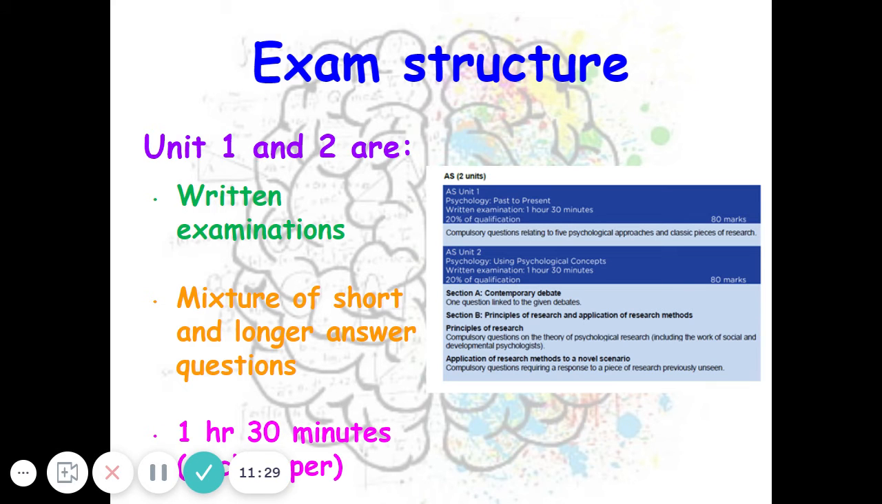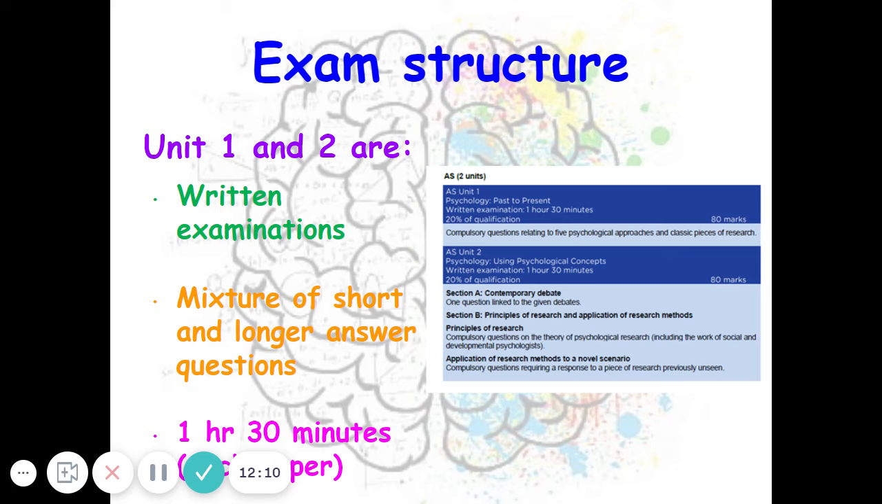So psychology only has exams. There are no coursework elements to this. Unit 1 and 2 in the first year are both written examinations, and they have a mixture of short questions and longer answer questions. Both of the papers are 1 hour and 30 minutes. You will also have exams in the second year, so 2 exams again.